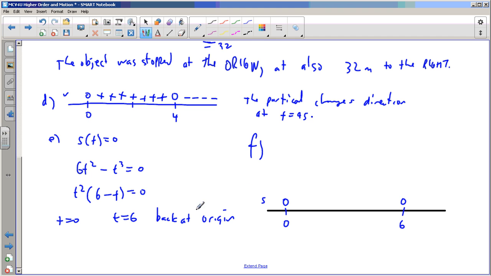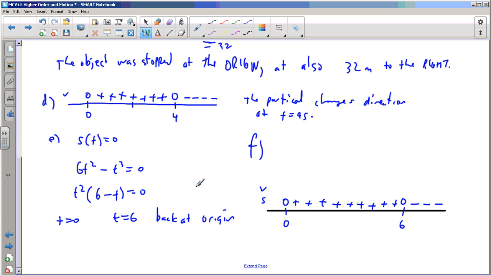And what happened in between? Well, let's have a look at this. In between here, we've got values like 3 and 4 and stuff like that. It's always positive in here, isn't it? All these values would be positive. And as soon as the S gets on the other side of the 6, it starts becoming negative. So it's to the right for most of this particle's journey.